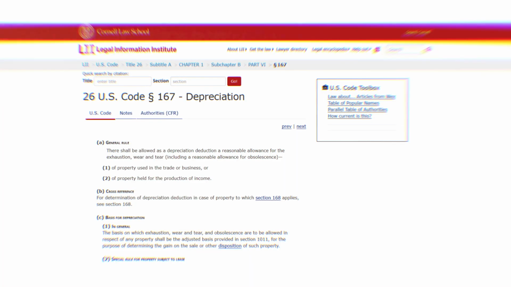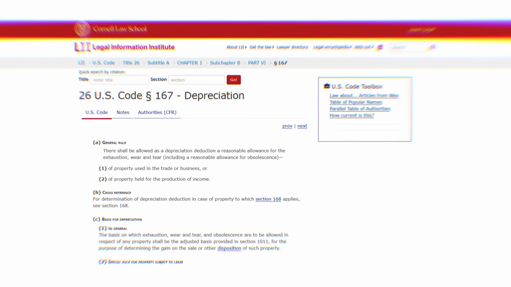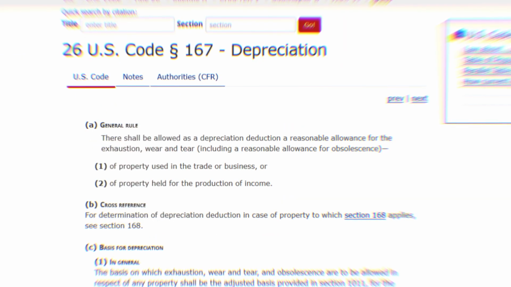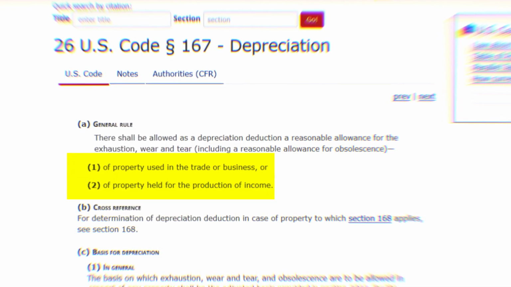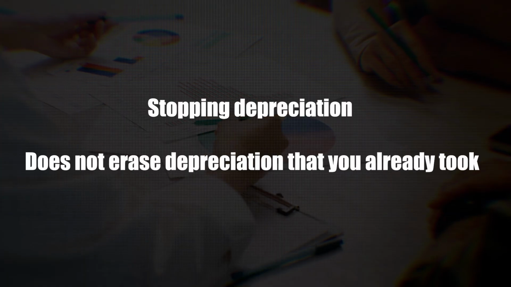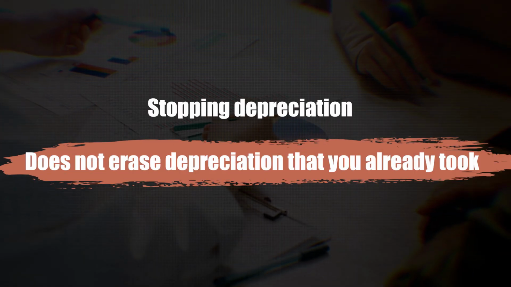Number one, depreciation stops the day you move in. Under Sections 167 and 168 of the IRS tax code, you can only depreciate property that is used in a trade or business and is held for the production of income. Once you move into that property, the depreciation immediately stops. If you converted the property on July 1st, let's say, you can only take depreciation from January through June for that year. Once it becomes your primary residence, it is no longer a depreciable asset. But here's the really important part: stopping depreciation does not erase the depreciation that you already took.